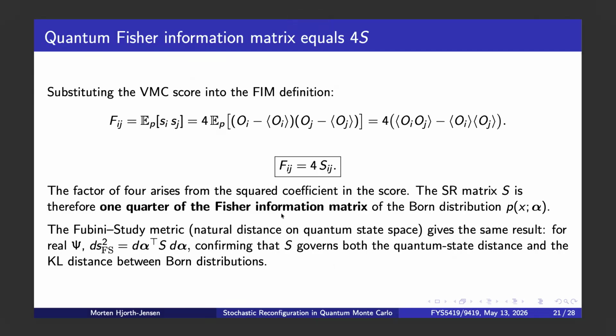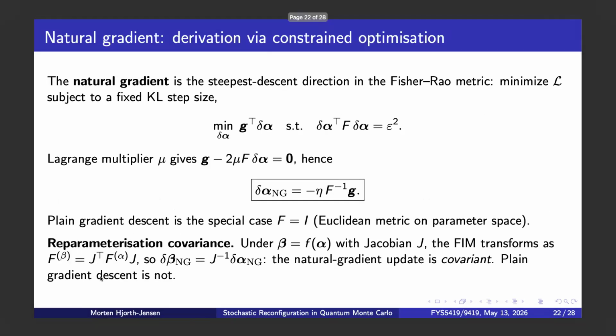So in that specific case, the Fisher information is actually 4 times this function which we defined last week. And when we study this metric, the natural distance on a quantum space, that gives the same result. And for a real wave function, this is the quantity we want to optimize, confirming that the stochastic reconfiguration term governs both the quantum distance and, if you're looking at statistics, this Kullback-Leibler probability, then this defines also the relevant distance there.